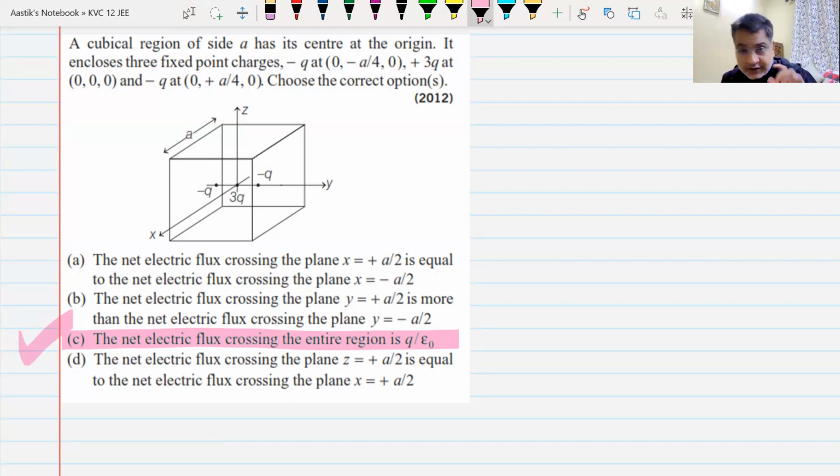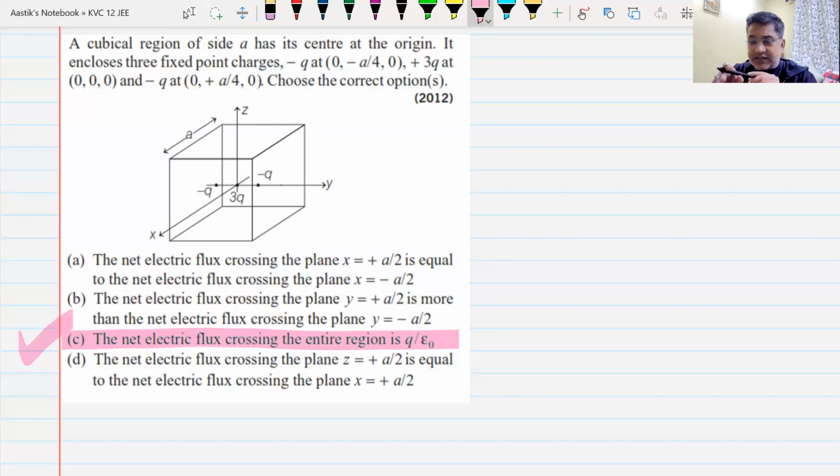Okay. Now remember, because of this plus 3Q, all the faces will have equal flux. Yes or no? Yes, sir. So basically what we have to see is what is happening because of the other two charges. If you can understand this, we are done. So remember, your x-axis is like this here. The first option is net flux passing through the plane x = plus a by 2 is equal to the net flux passing through the plane x = minus a by 2.